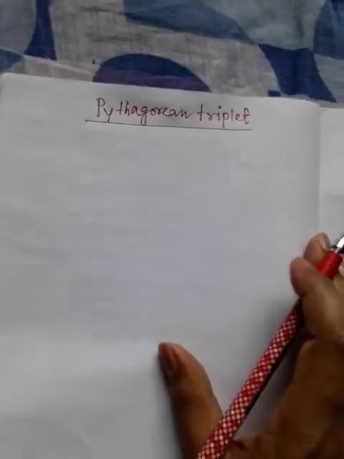Hello students, today I am going to teach you different ways of finding Pythagorean triplet. Now there are three methods to find this. First, method 1.